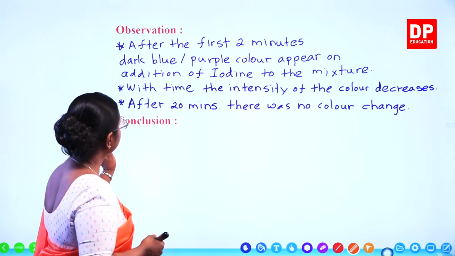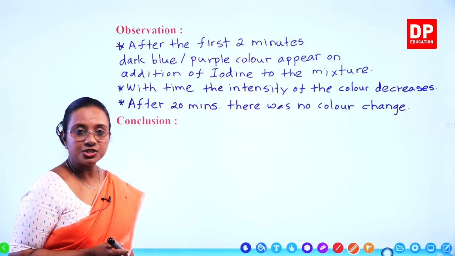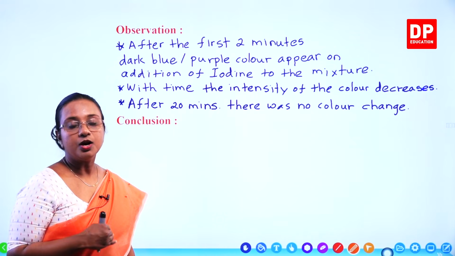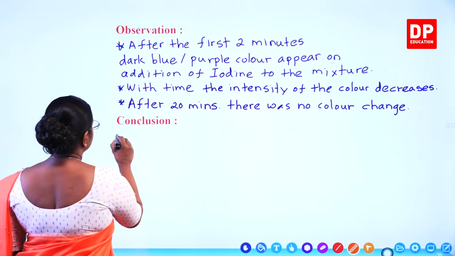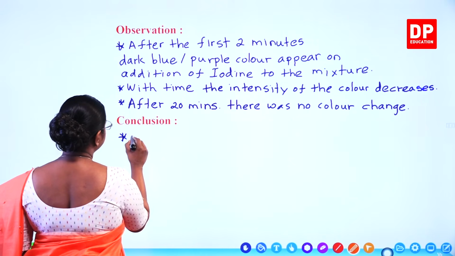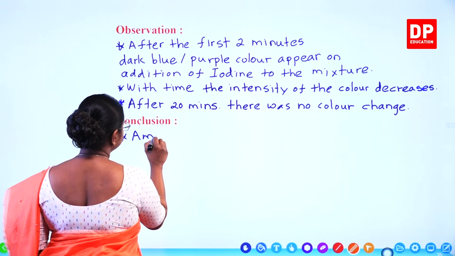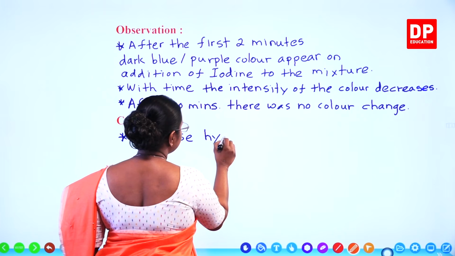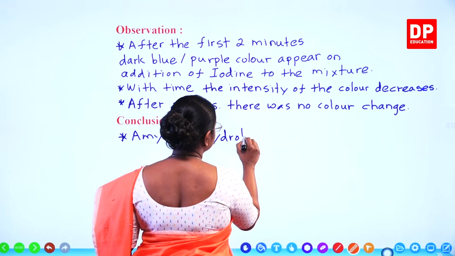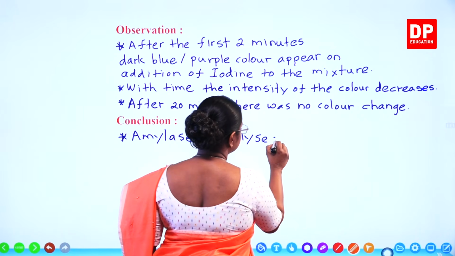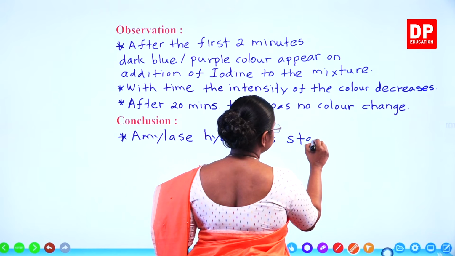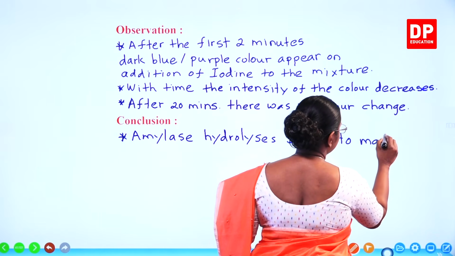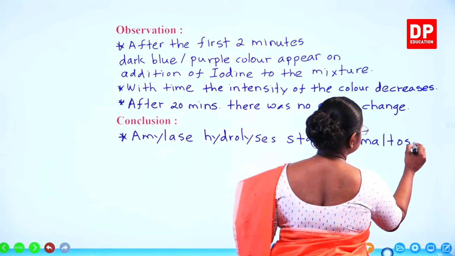So here I will write down the explanation and then we can conclude the observation. So here we can say amylase hydrolyzes starch to maltose.